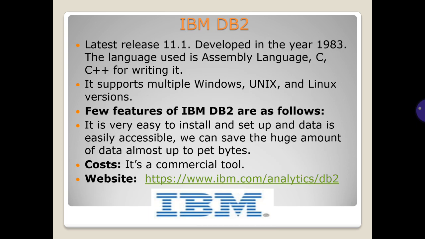IBM DB2, developed in the year 1983. The languages used for writing it are assembly language and C++. It supports multiple Windows, Unix, and Linux versions. Few features of IBM DB2 are as follows. It is very easy to install and set up, and data is easily accessible. We can save a huge amount of data, up to petabytes. It's a commercial tool and this is the website.